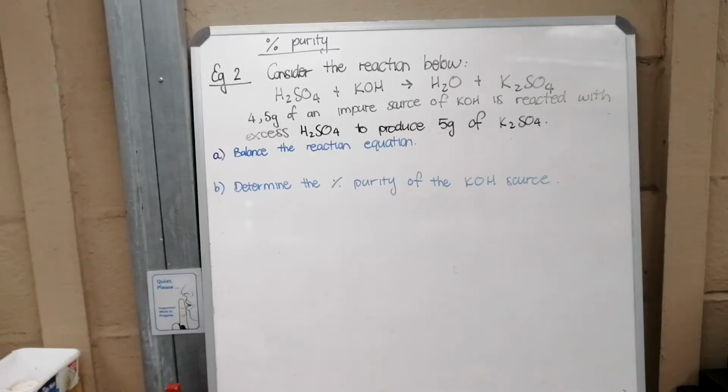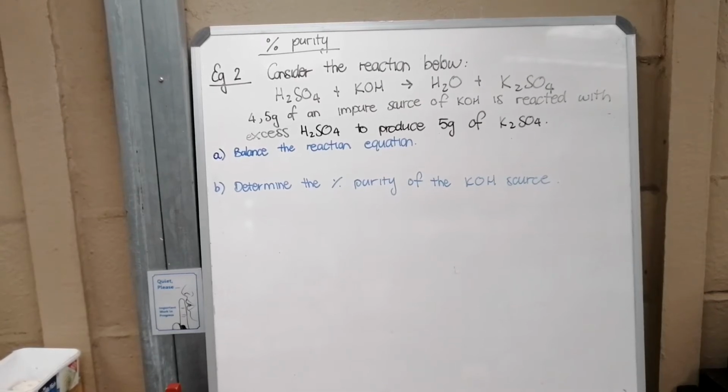Okay guys, here's example 2. We've got an acid-base reaction taking place there. So we've got sulfuric acid reacting with potassium hydroxide to form water, and our salt here, which is potassium sulfate. They tell us that we've got 4.5 grams of an impure source of potassium hydroxide. So that doesn't mean we've got 4.5 grams of potassium hydroxide. It means our potassium hydroxide comes from an impure source, and the mass of that impure source is 4.5.